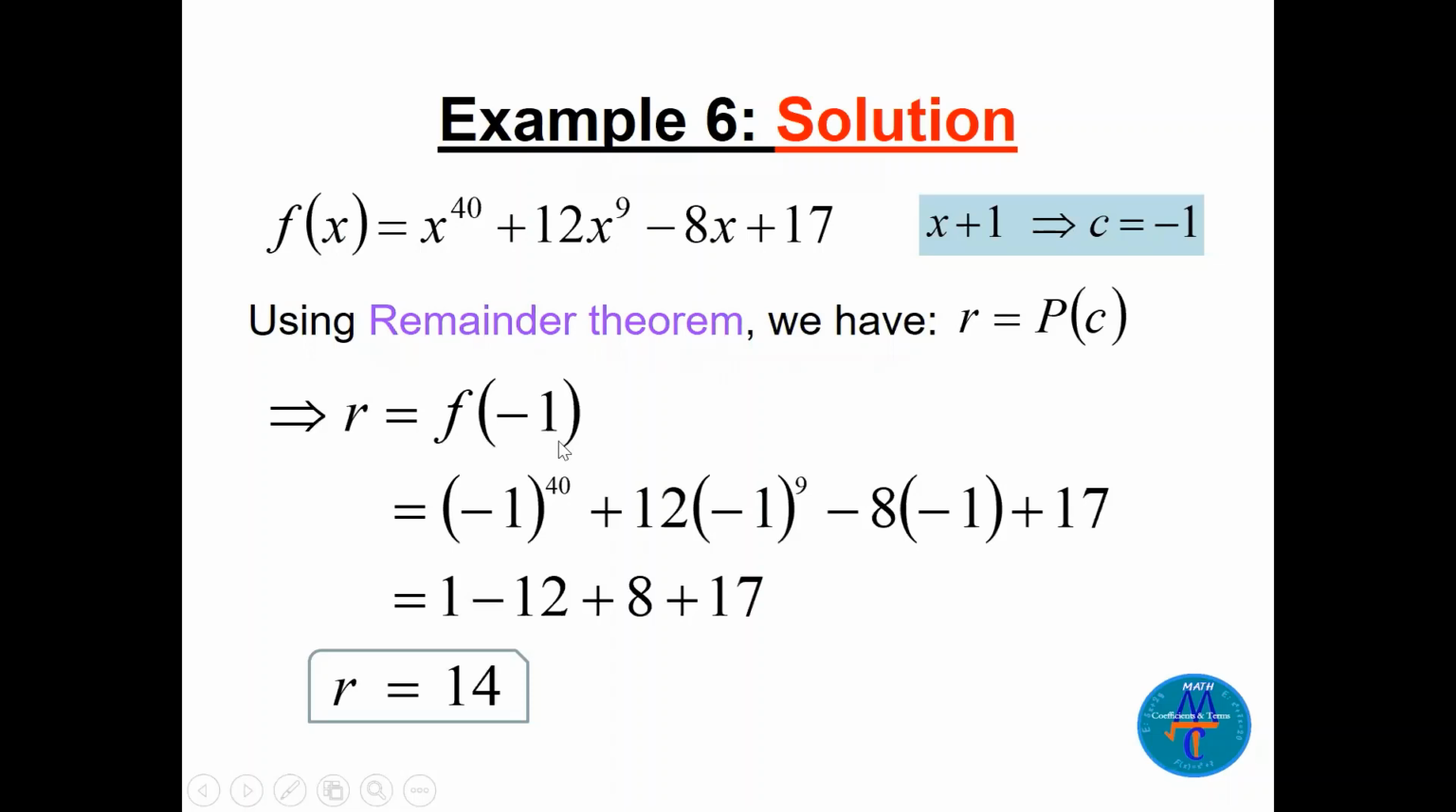So what can we see here? The remainder theorem says the remainder that we need is P of c. That's the formula, remember that. So this is the function f of x, and we divide by x plus 1, so c will be minus 1. Just replace minus 1 in the function f. So minus 1 to the power 40 plus 12 times minus 1 to the power 9 minus 8 times minus 1 plus 17. Remember, 40 is an even number, so that's plus 1. And this is an odd power, so it's minus 1 times 12, which becomes minus 12. So the remainder is 14. You can do this in 5 seconds instead of dividing by synthetic.